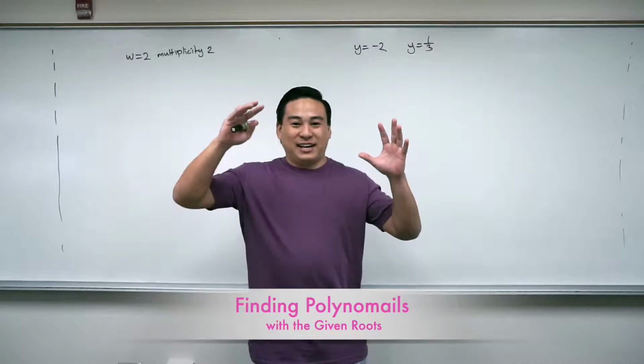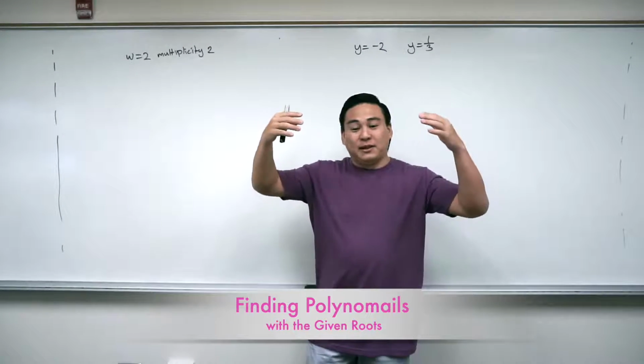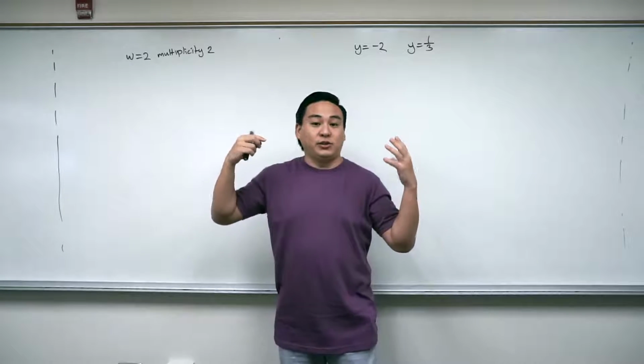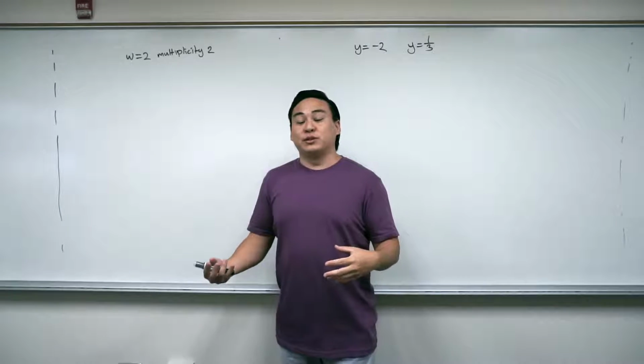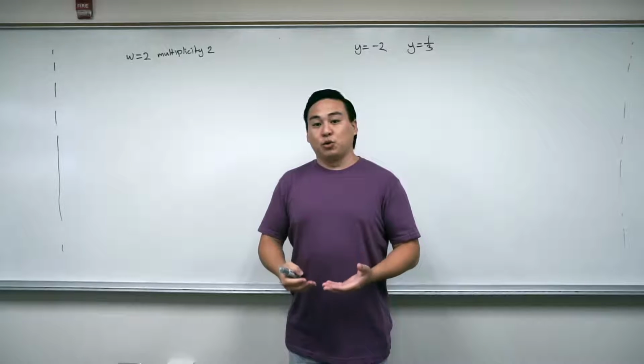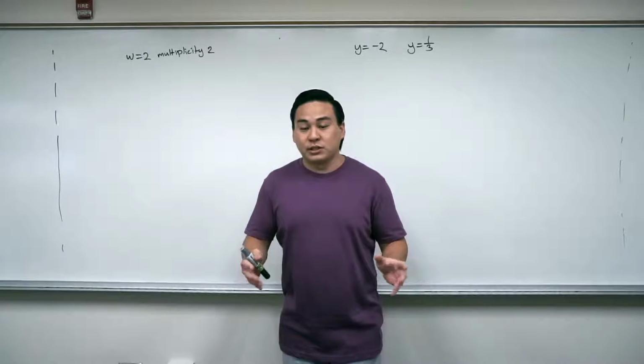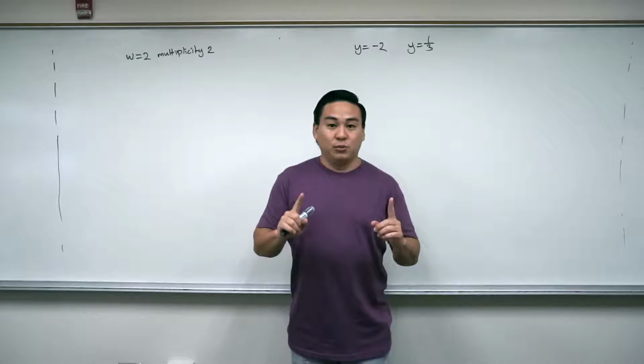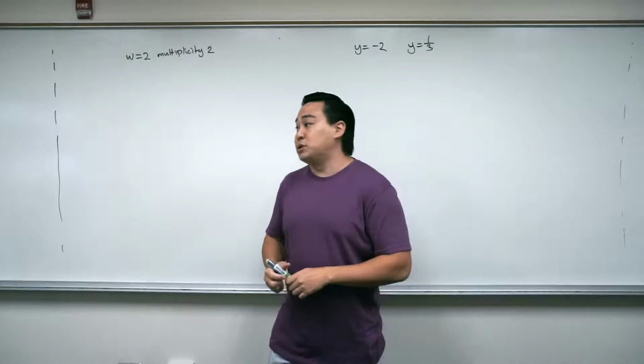Okay, so we started by having a polynomial on the top, and then what we did was we factored it and used the quadratic formula so that we can find the roots. So what we're going to do now is we're going to go the other way. We're going to be given the roots, and we want to find the polynomial that has these specific roots.